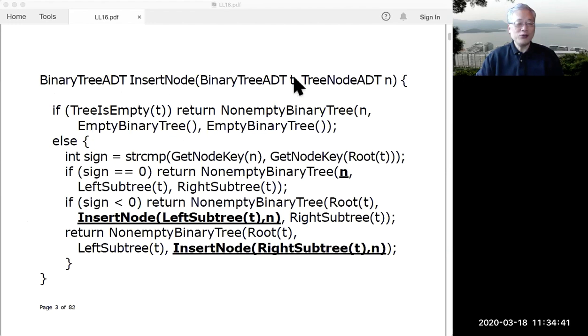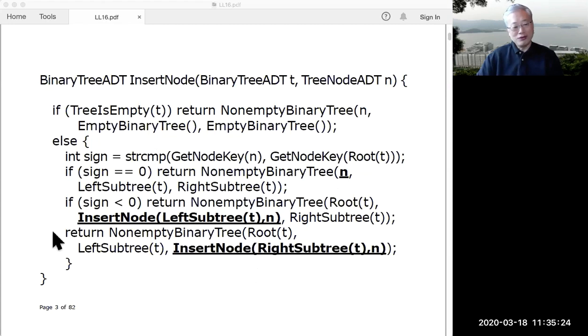So this insert basically gets a tree and a node. If the tree is empty, then we just construct a non-empty binary tree, where we get n as a root, and the left subtree is empty, and the right subtree is empty. Otherwise, we will construct a non-empty binary search tree either by replacing the root, or inserting the node into the left subtree, or inserting the node into the right subtree, correct? So this is how we write this insert node function.